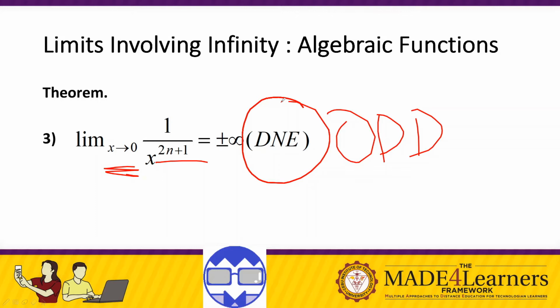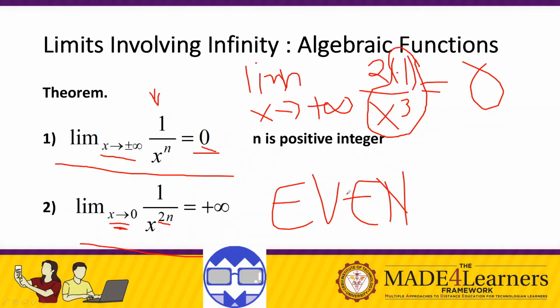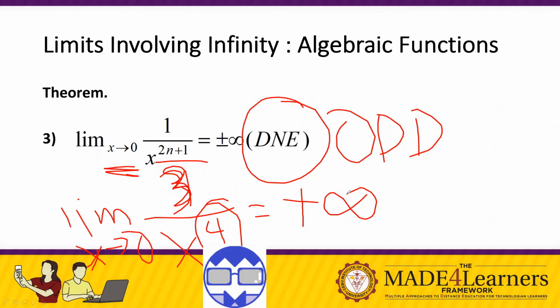For example, you're asked to find the limit of 3 over x to the power of 4 as x approaches 0. Since 4 is even, we simply say this is positive infinity. We don't need to solve it anymore. Just remember: number 1, x approaches positive or negative infinity, 1 over x to the power of n is just 0. Number 2, x approaching 0, if the power is even, it's positive infinity. Number 3, x approaching 0 again, if the power is odd, it's DNE, does not exist.